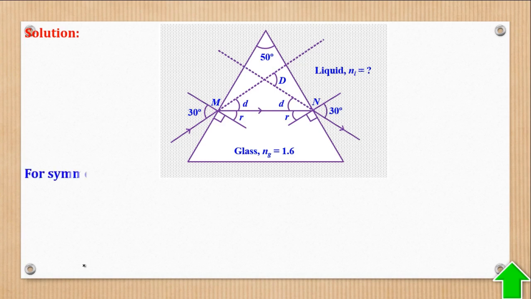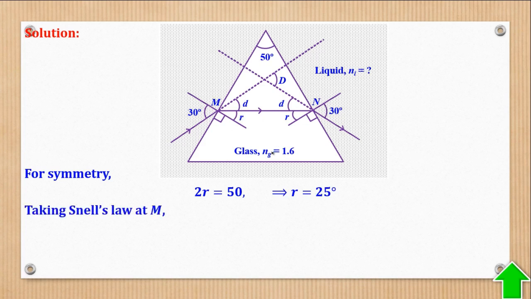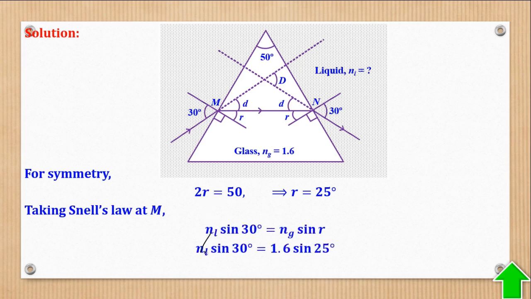Okay. So symmetrically, meaning this angle is equal to this angle. This is equal to this. This is equal to this. So by symmetry, this 50 is equal to 2R, meaning R is 25 degrees. And now that I know R, I can take Snell's law at M. So NG sine R is equal to NL sine 30. And that helps us to substitute and be able to get this unknown of NL.